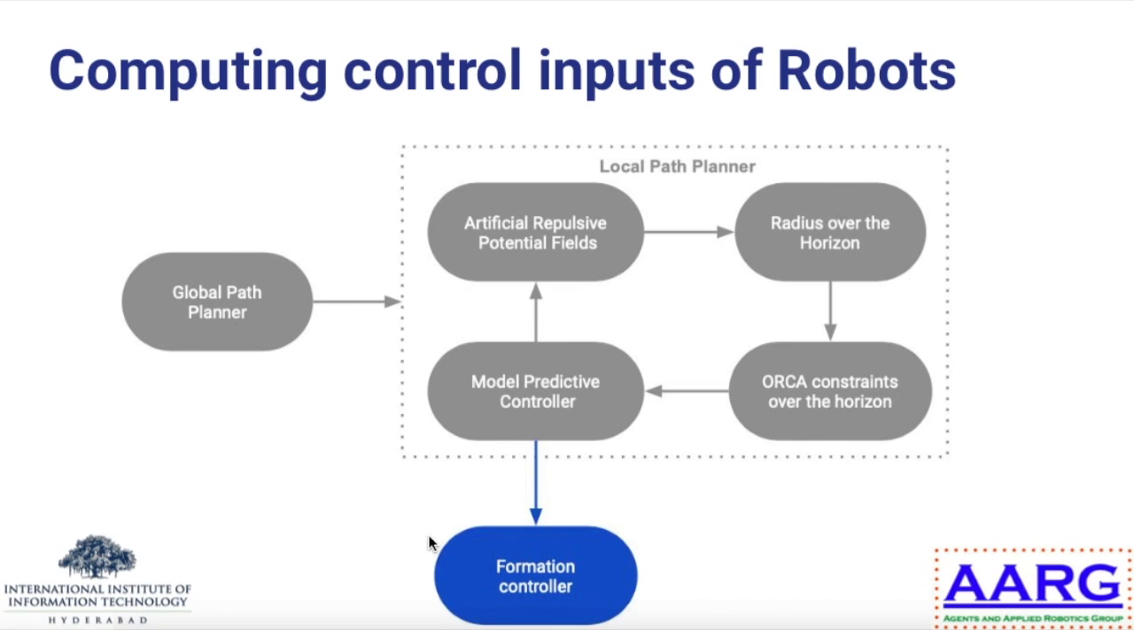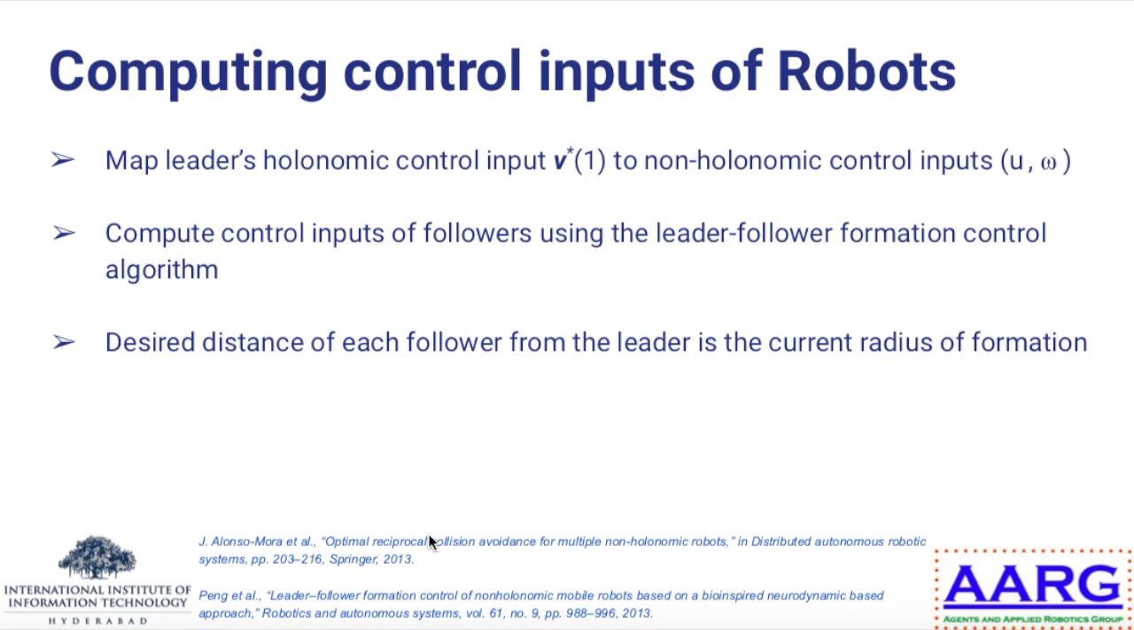The output of the MPC is the holonomic control inputs over the horizon. We map the holonomic control input of the first step of the horizon to non-holonomic control inputs U and omega. So these are the control inputs of the leader of the formation. We then incorporate a decentralized, bio-inspired, neurodynamic-based leader-follower approach for computing the control inputs of followers using the leader's control inputs and state. The desired distance of each follower with respect to the leader is the radius of the formation at that instant.